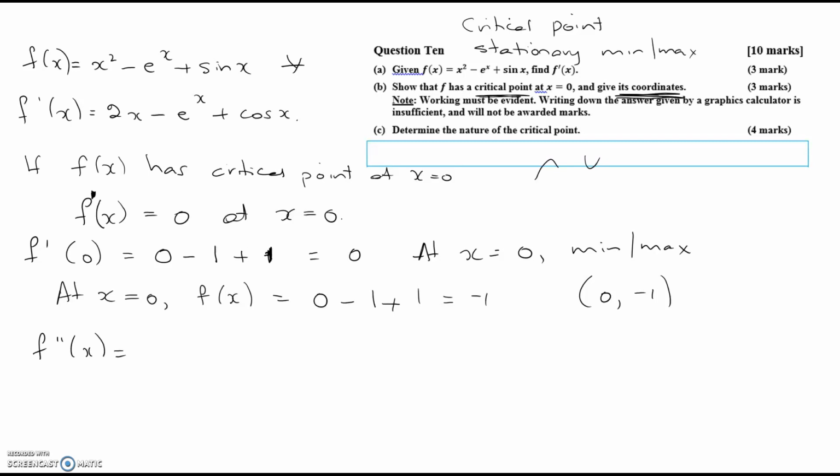So the second derivative is going to be 2 minus e to the x minus sine x. And what we need to do is put in x equals 0. So that's going to be 2 minus 1, which is 1, which is positive. Therefore, we have a minimum at 0, negative 1. Easy, 10 marks. Practice it.